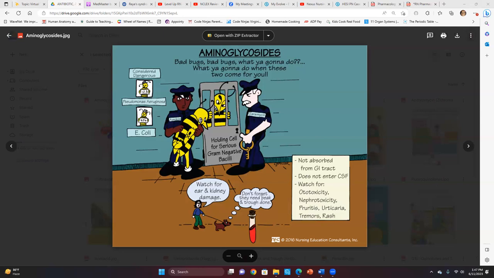Okay, the antidote for aminoglycosides is going to be calcium gluconate. Calcium gluconate.